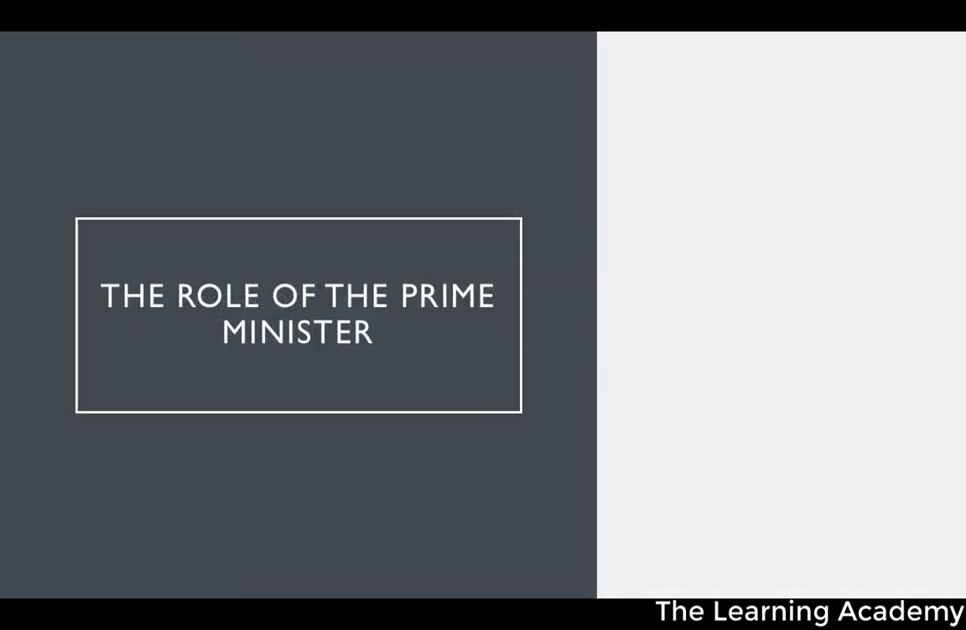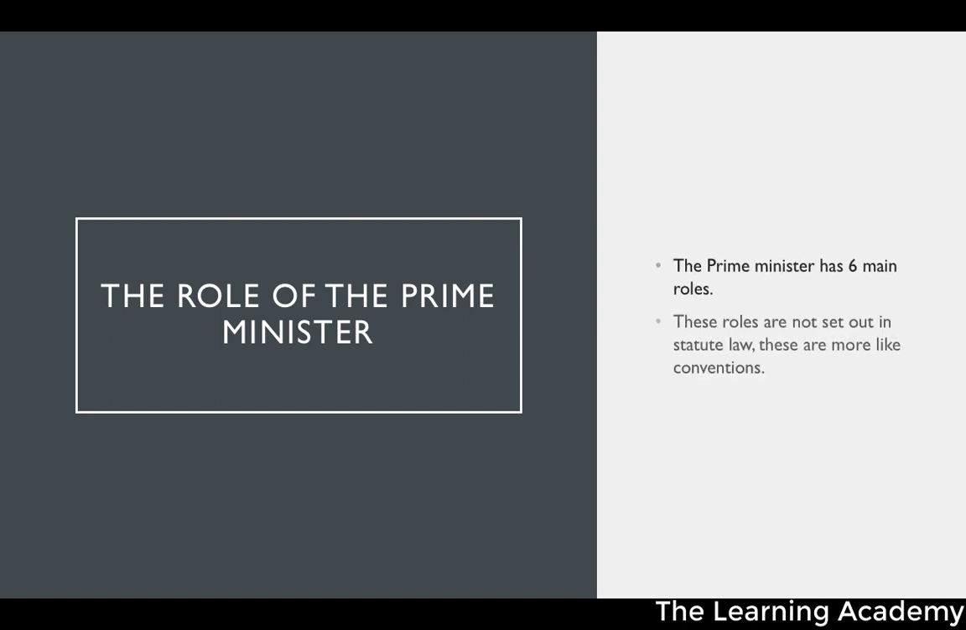Okay. So with that being said, what is the role of the Prime Minister? We've worked out who the Prime Minister is, what they do, and what their requirements are. What are the roles that the Prime Minister has? So they have 6 main roles. Okay, these roles are not set out in statute law, but again, these are more convention. Okay, we see that most of the politics surrounding Parliament and the Prime Minister is set out in convention rather than official statute law.